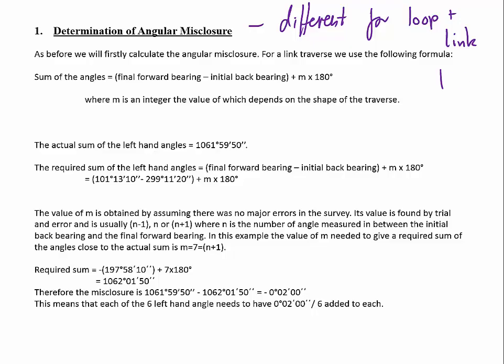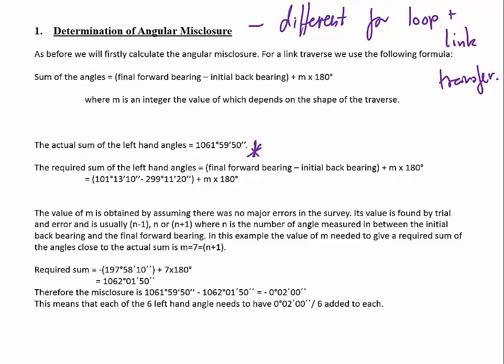purely because in a link traverse you're not returning to the same point. So we can't use that geometric ideal of the internal angles of a polygon to check our angles. We've instead got two different points. We're summing up left-hand angles, and we need to work out what the geometric ideal is for that shape. Okay, so we sum up those left-hand angles in the previous example. We get 1061°59'50". How do we know how accurate that is?